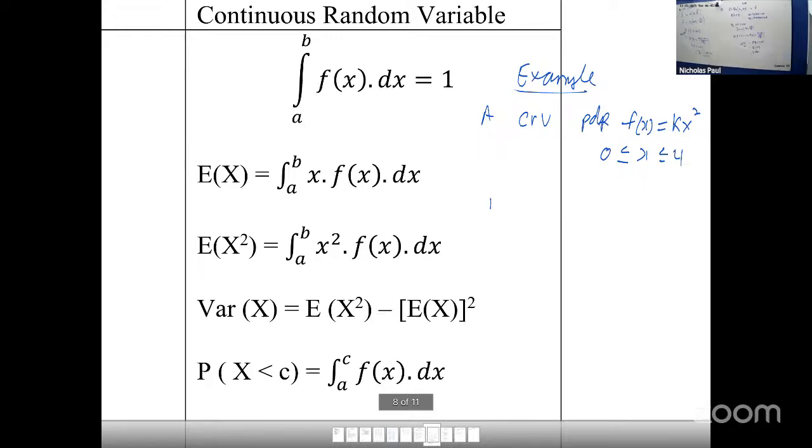So the first thing I want to try to find, let's see if we can find k. And next thing, let's find the probability between 1 and 3. And then let's see if we can find e of x and variance of x. Copy it down, we'll do some together.